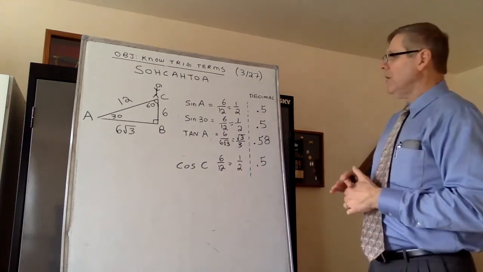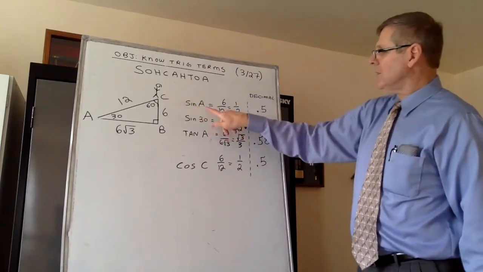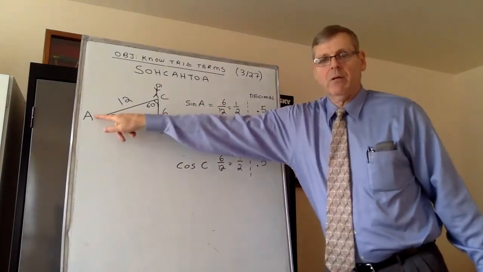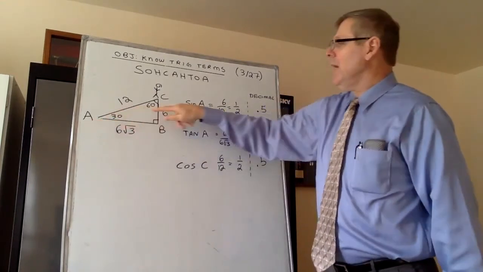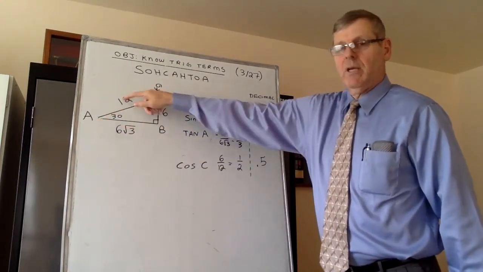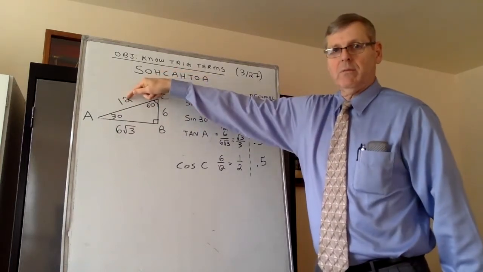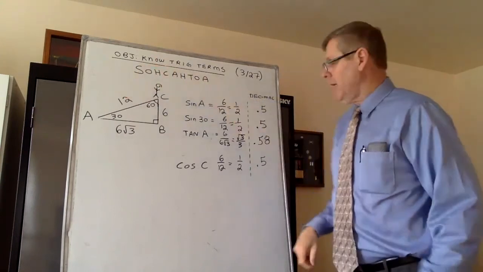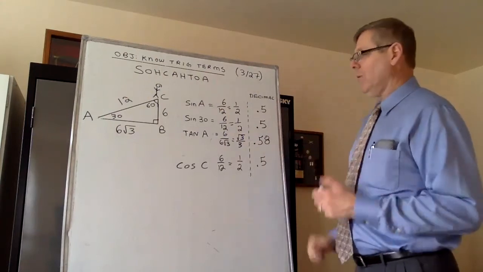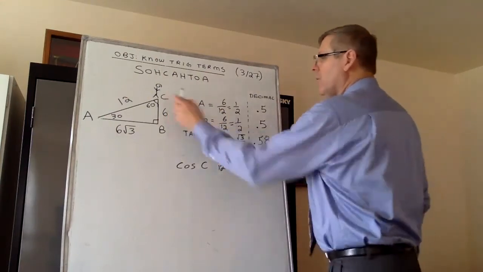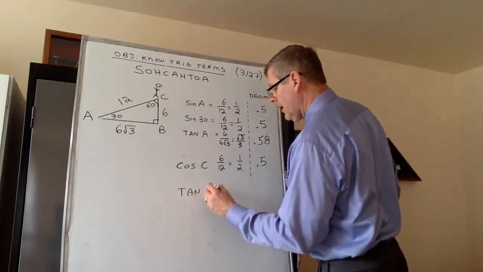Okay. Notice my cosine from here was the same as the sine from here. That makes sense if you think about it, because if you're standing here and you do the opposite over the hypotenuse, isn't that the same as standing here and doing the adjacent over the hypotenuse? That will always be the case. So these two numbers being the same is not an accident. That will always happen.